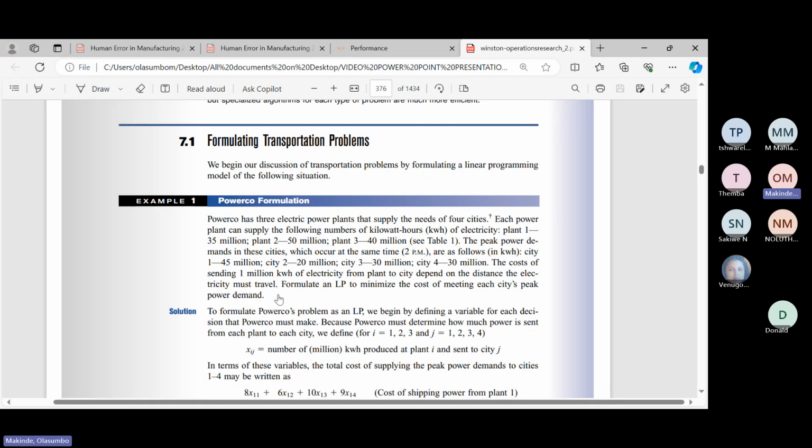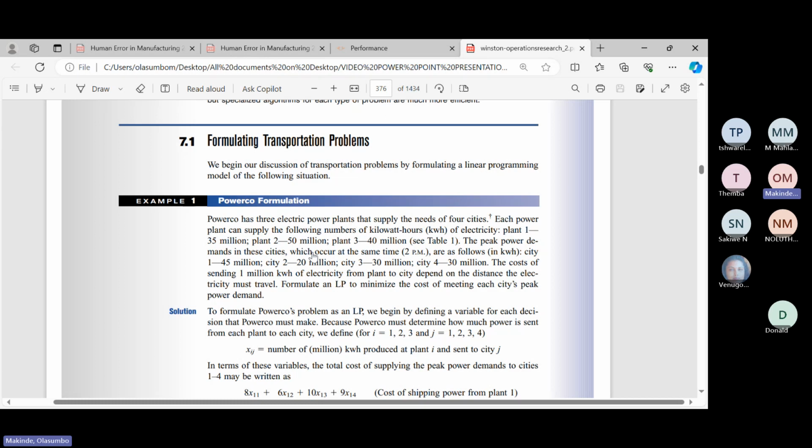And for the question, you first need to write it down, and that is the way the question will be structured. You have a scenario like this, and the first question will talk to the first outcome that we said, which is to formulate a mathematical model or a linear programming model that will minimize the cost of meeting each city's peak power demand. So we talk to the first objective that we are trying to achieve. But before we go into that question, let's read the scenario. Then you see why we are saying this is a transportation problem.